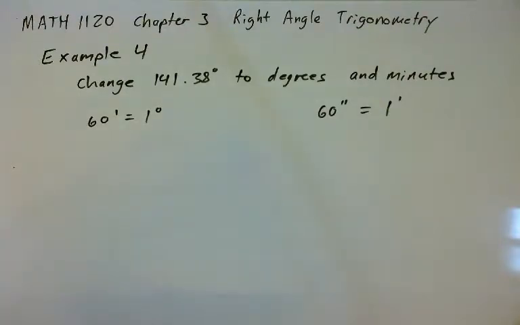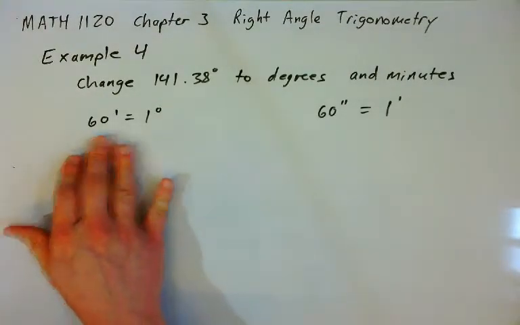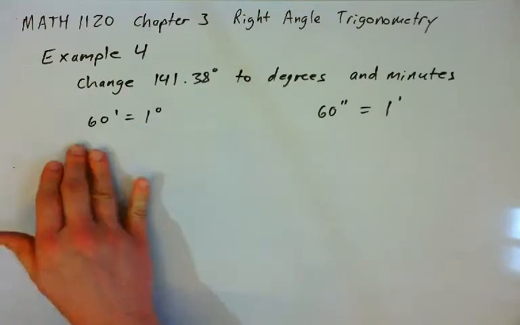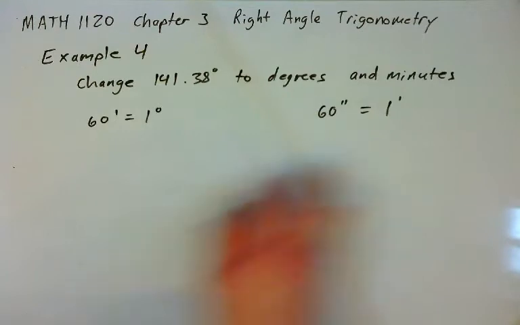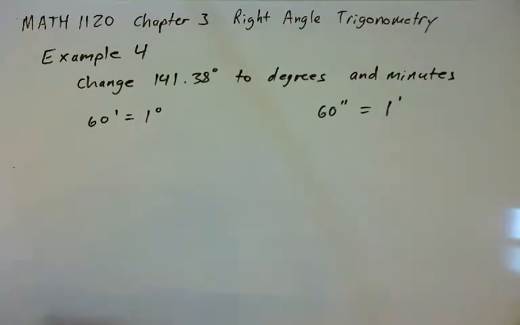This is example 4. This time it says change 141.38 degrees to degrees and minutes. So this time they're giving us a decimal degree, and they want us to change that to degrees and minutes. And so we know that 60 minutes is equal to 1 degree, or that 1 minute is 1/60th of a degree, and that 60 seconds is equal to 1 minute.